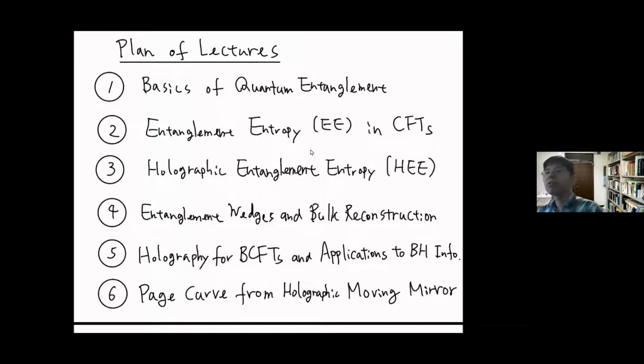And tomorrow, I'm going to talk about more recent developments, starting with the idea of entanglement wedges and bulk reconstruction. I would also like to discuss quite a bit about the computation of entanglement entropy in the presence of boundaries, which is called boundary conformal field theory. So usually we have conformal field theory, but with some boundary. This also has a nice application to black hole information problems these days, so I would like to explain a little bit on that. And I end up with our recent work on the derivation of the Page curve by using a setup called the moving mirror, using the AdS/CFT correspondence.